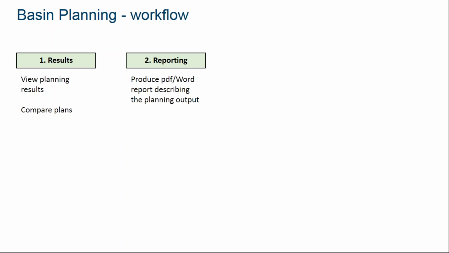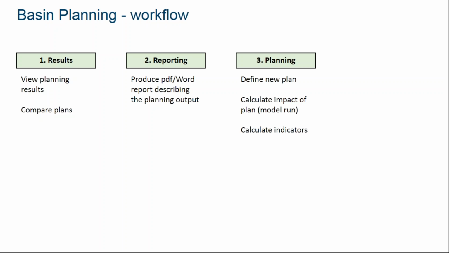A few words on the workflow of the new basin planning application. The workflow is designed to have 3 flows. There's the results line where the user can view planning results and compare plans. There's the reporting line where the user can produce reports that describe the output. And this again, it can target non-technical users and decision makers. And finally, there's the third line, which is the planning, and here the user defines new plans.